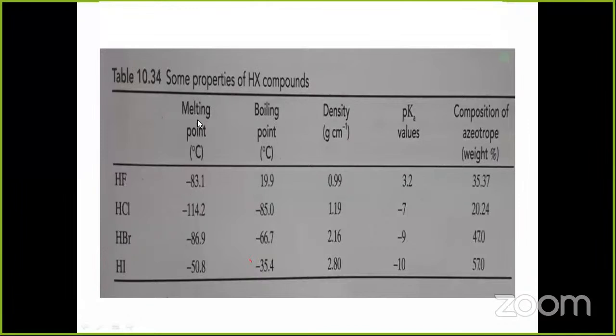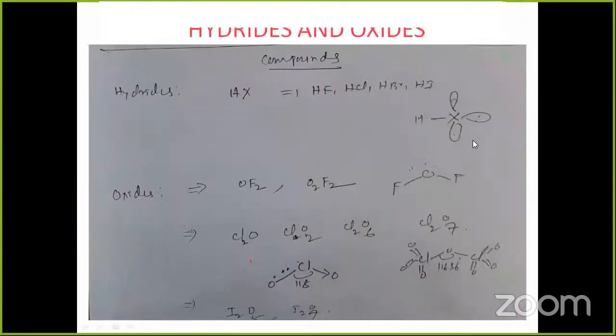So these are the melting point values, boiling point values, density, acidic nature, and the composition of azeotropic mixture. These are some physical properties of hydrides. You see the structure of hydrides. This is the common structure, HX. X is a halogen, and one single sigma bond is present here, and around X there are 3 lone pairs. Therefore, the hybridization: 1 sigma and 3 lone pairs, total 4.